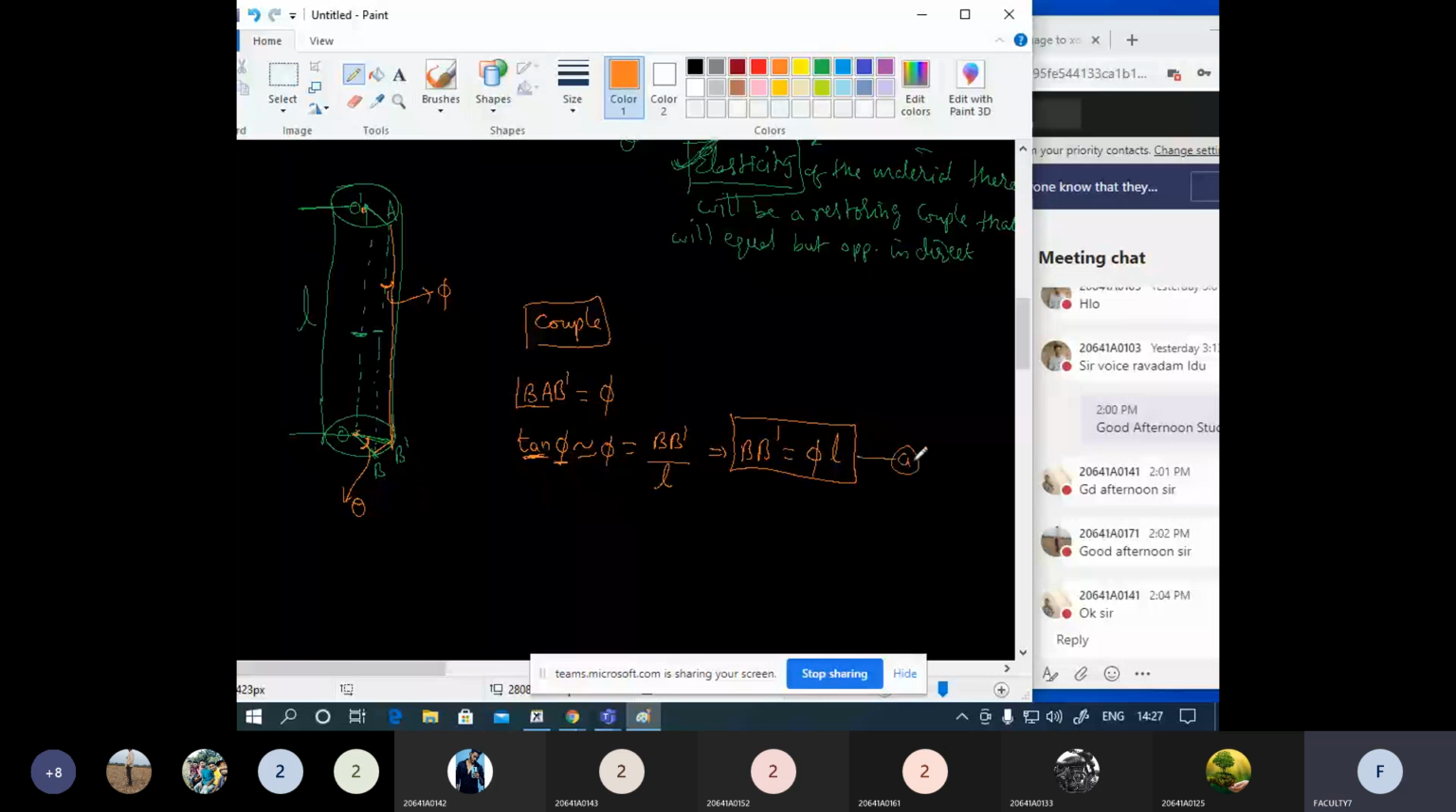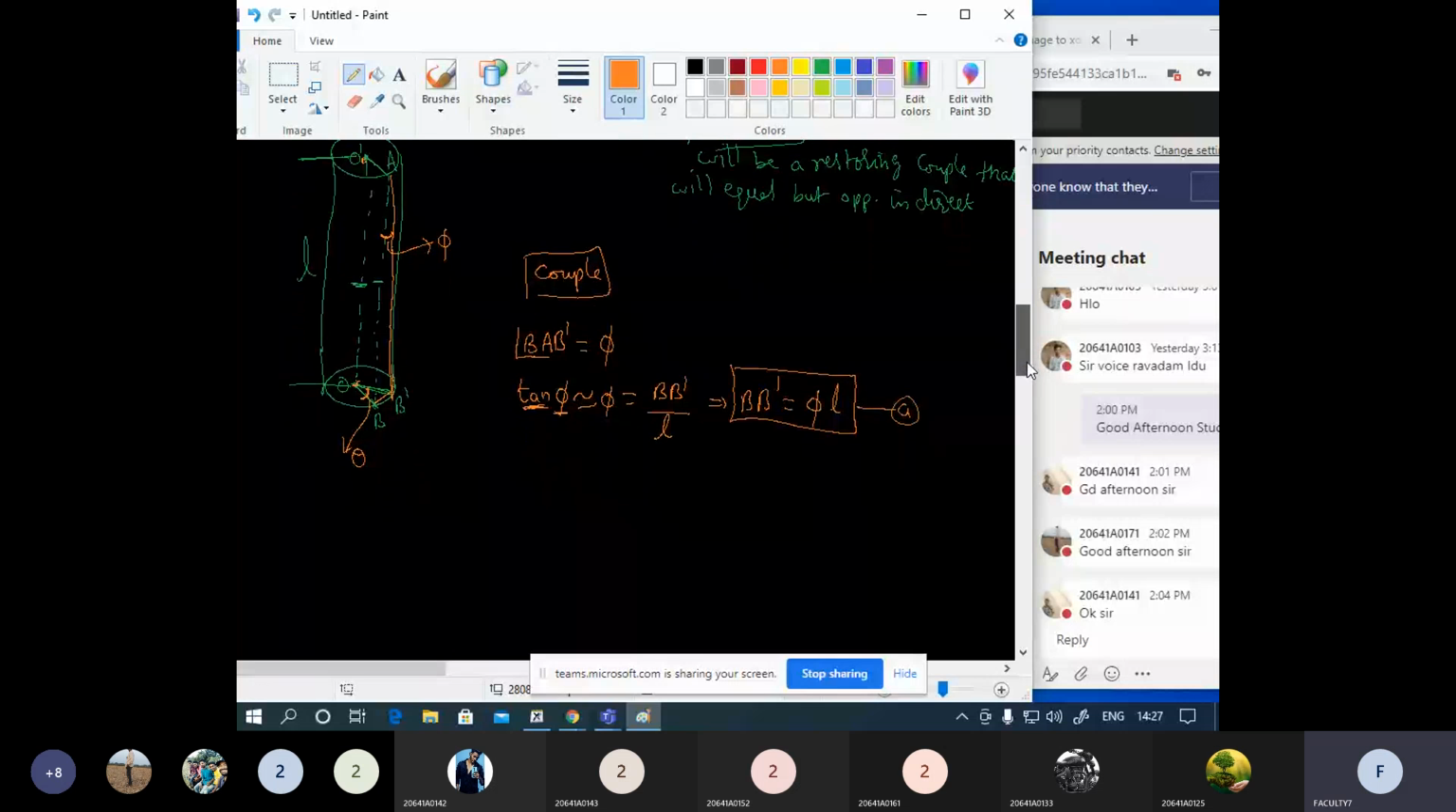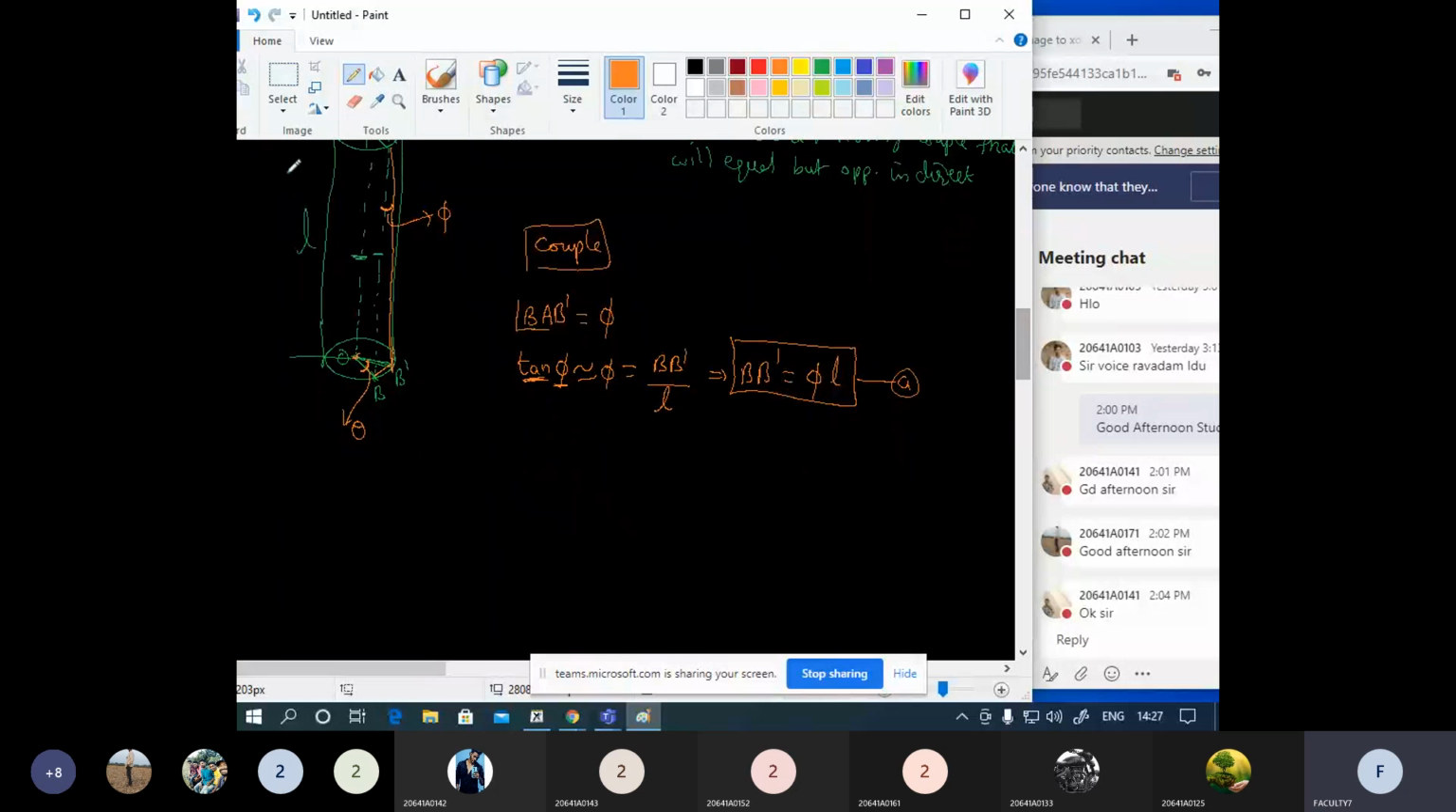Now let us go with the second triangle. This is the first triangle you considered, where you got a triangle formation and considered the angle here. Now let us consider the angle between B, O, B dash. This is equal to theta, the angle here.